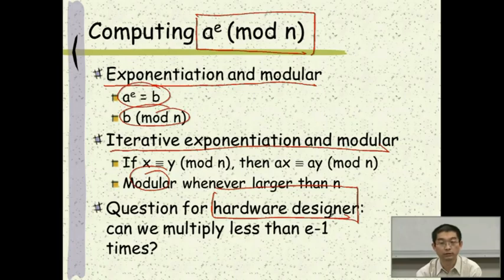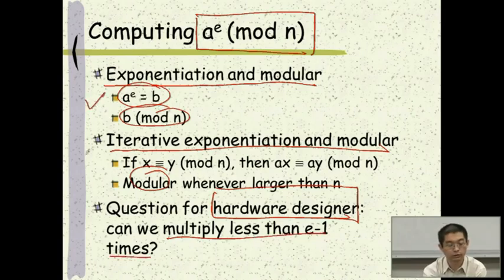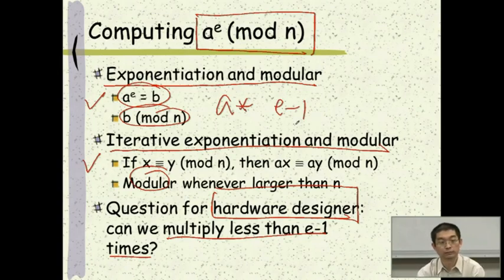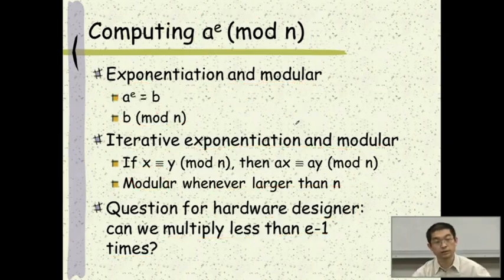In this particular case, one question we want to ask is, can we do multiplication fewer than e minus 1 times? Because in both of these two approaches, you have to multiply a with some number e minus 1 times. And the answer is yes. I'm going to show you the motivation behind this algorithm here.